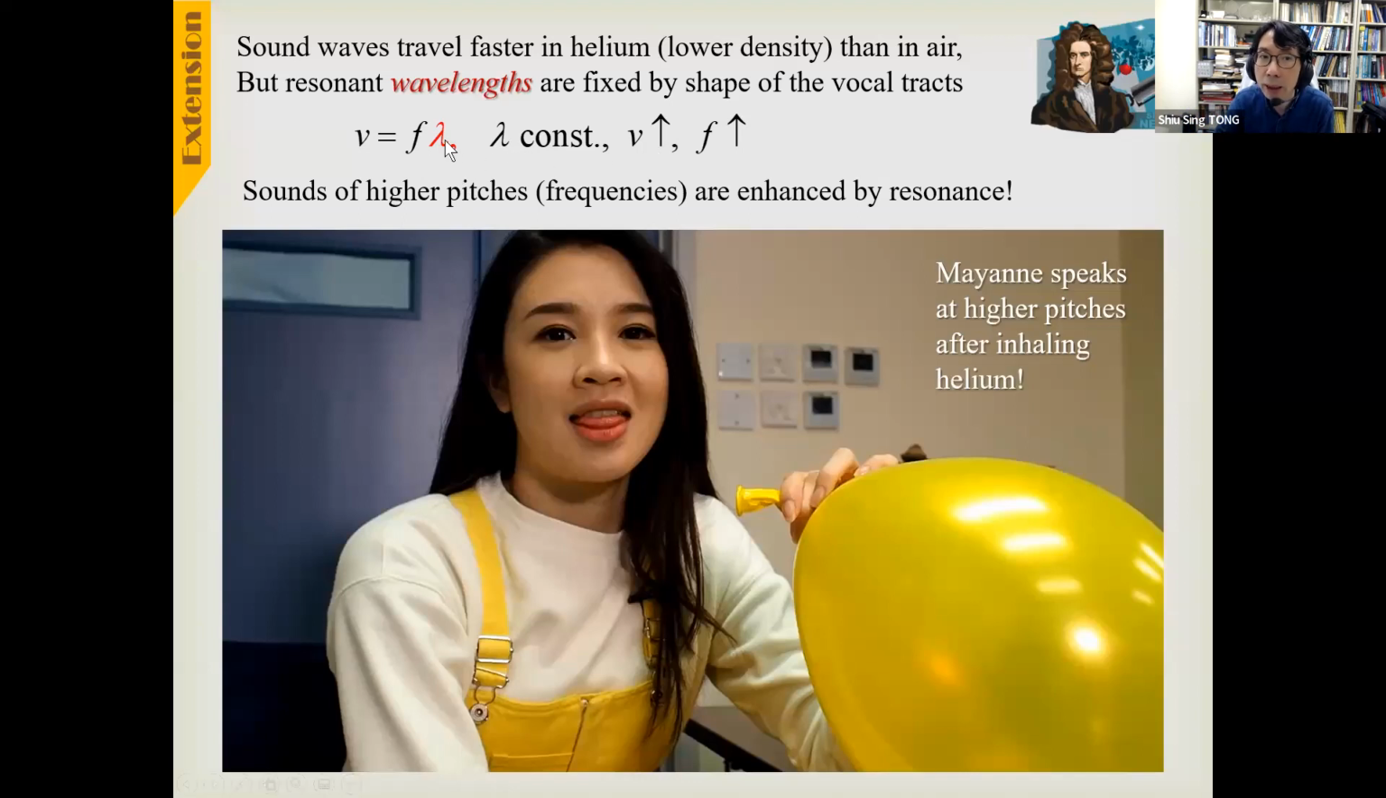But how about the lambda? The lambda, the wavelength that gets resonance, is fixed by the shape of the mouth and the size of your nasal cavity and the oral cavity. So they are fixed by the shape of your mouth when you speak. So lambda is essentially fixed, and that means with lambda fixed, the frequency will increase correspondingly with the wave speed. And so she will sound very interesting because the frequency gets higher. The pitch of the sound will be getting higher. So let's see how May Ann speaks.